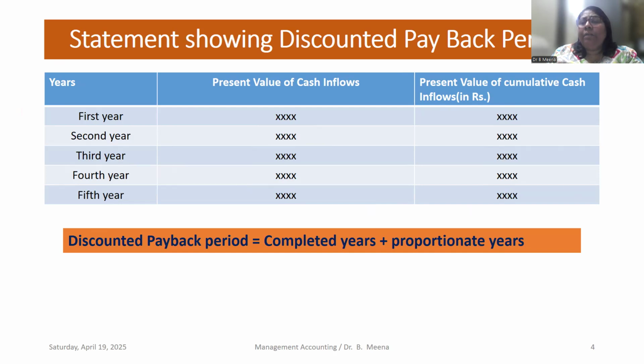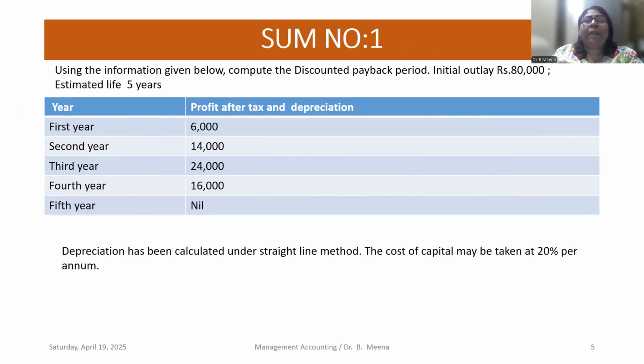But under the discounted payback period method, we calculate the present value of the cash inflows as well as the cumulative cash inflows. Once the cumulative cash inflows are calculated, we need to look at the year in which the investment value lies. So we will discuss one problem under this method. You may get a clear idea about this method.